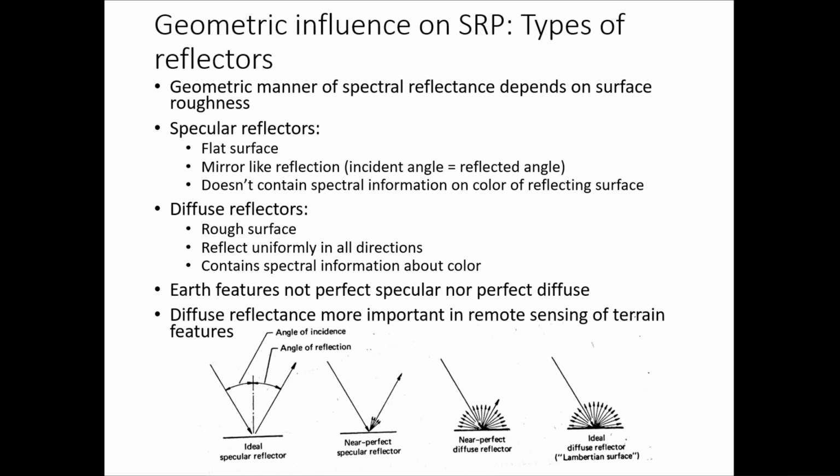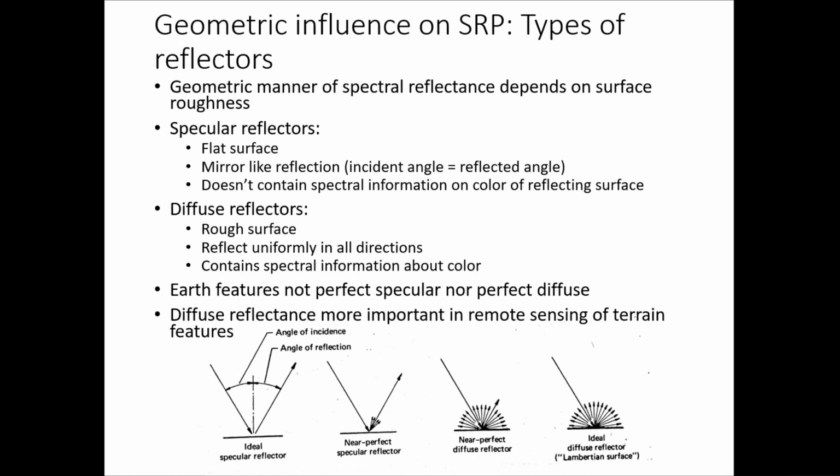Okay, in the case of a specular reflector or ideal reflector, right? Then we have the last one, ideal diffuse reflector. So diffuse reflection occurs when the surface is rough and the energy is reflected almost uniformly in all directions, as you can see here. So that is a diffuse reflector. So most of the earth features, surface features, they lie somewhere between a perfectly specular or perfectly diffuse reflector.